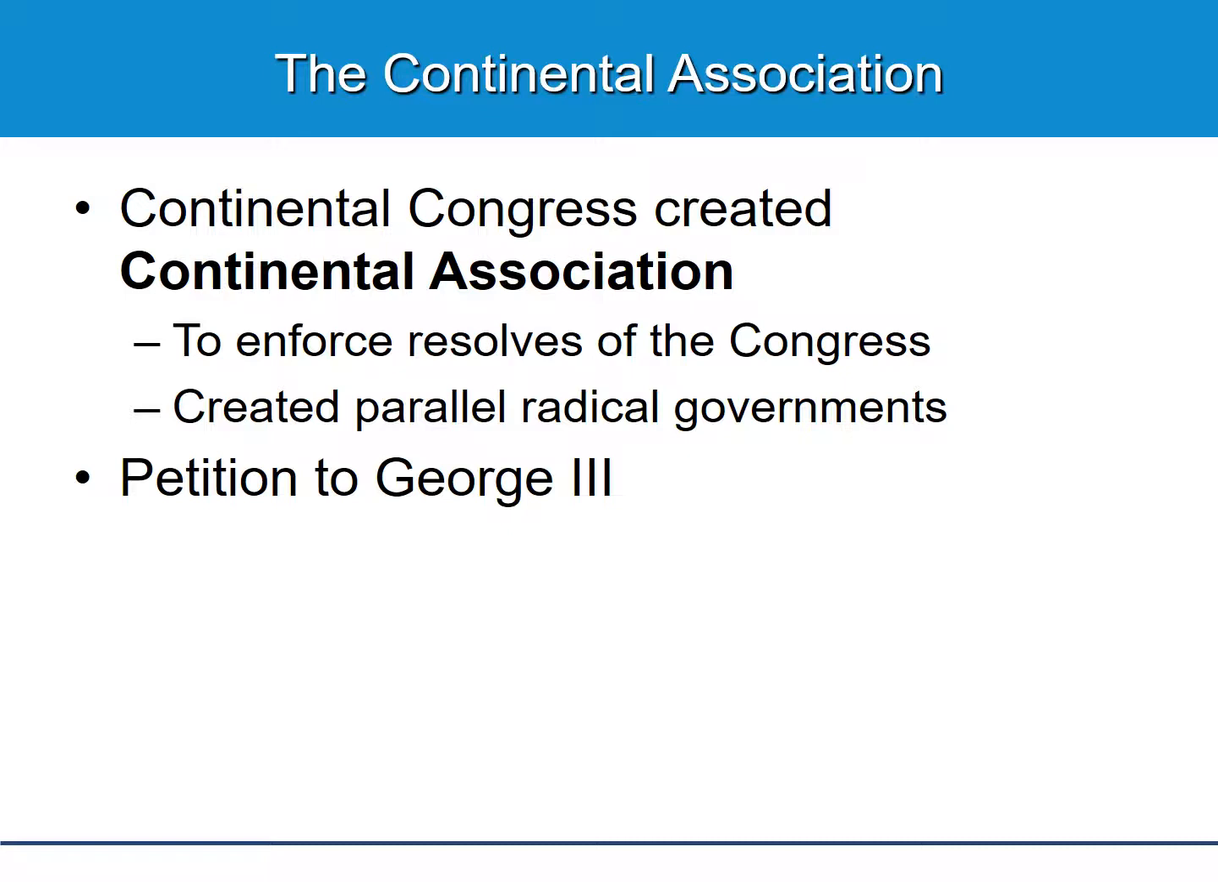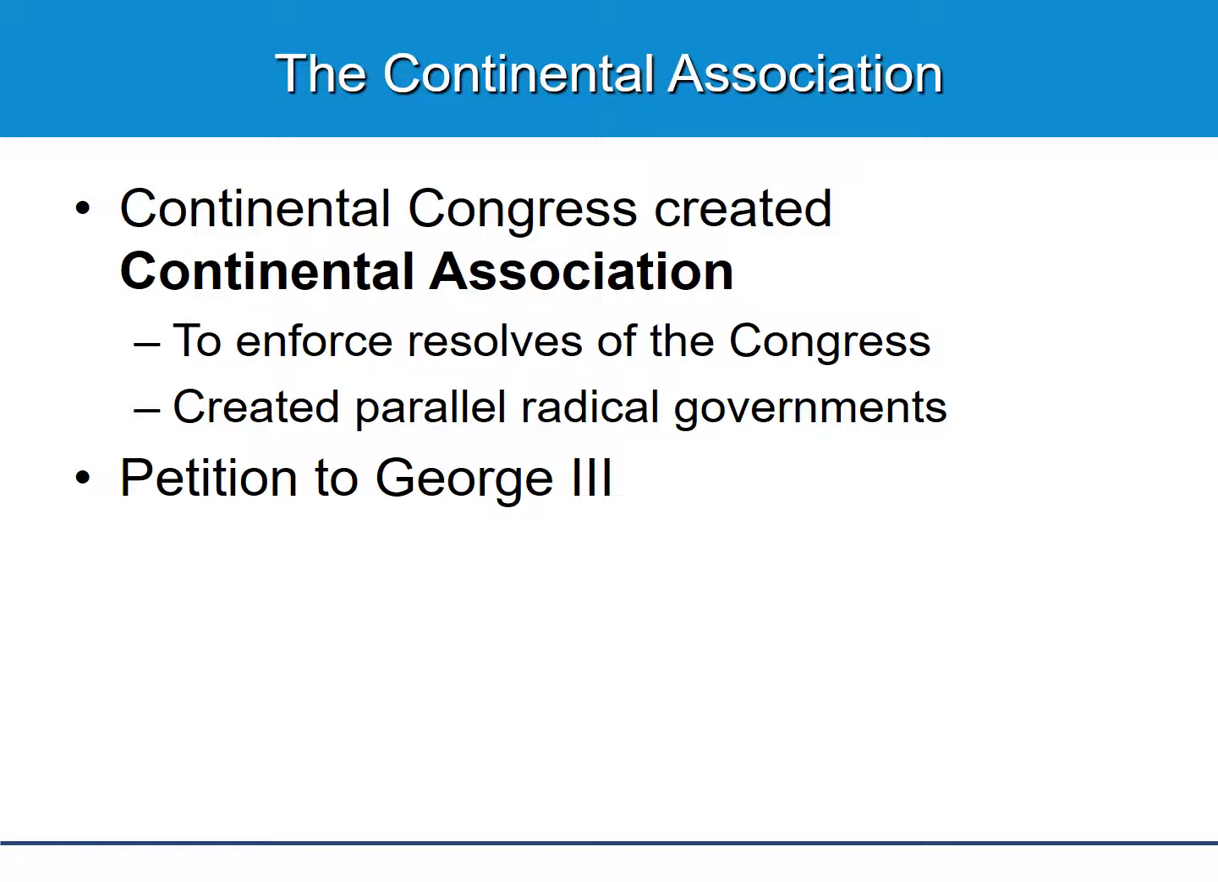They called up the state militias. The militias began to organize. They began to drill, to practice for war. They also began to stockpile weapons, preparing for an eventual conflict that they felt was coming with the British.